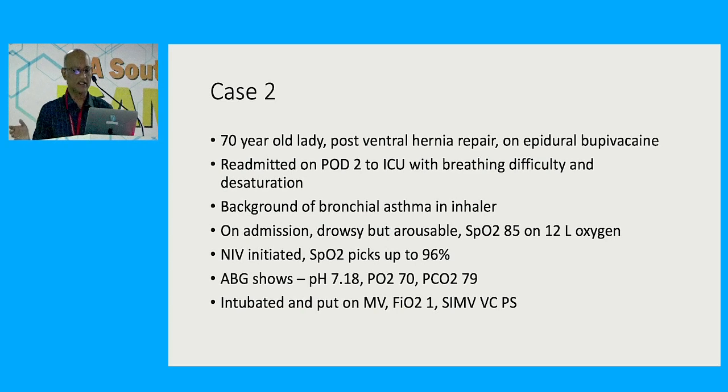But the ABG done shows something alarming. pH is 7.18, PO2 seems okay, but PCO2 is 79. Okay, so it's an acute respiratory acidosis. There's no point waiting and trying NIV and all those things. Straight away go and intubate, because we have some irreversible conditions there right now.